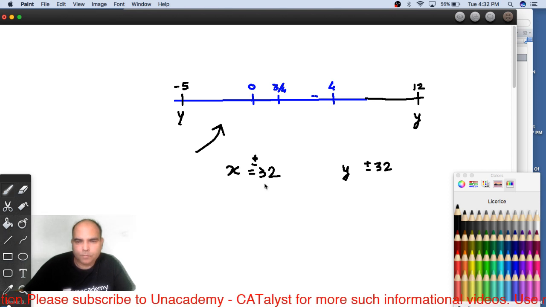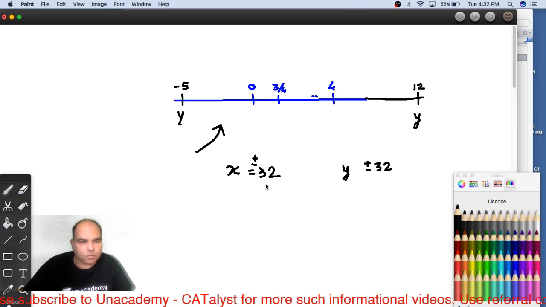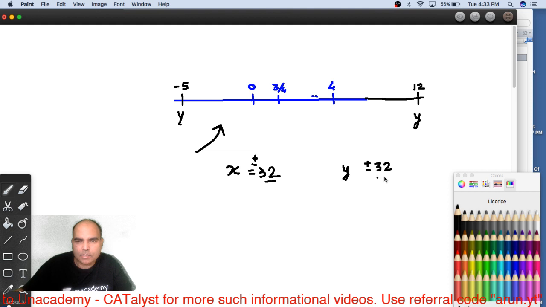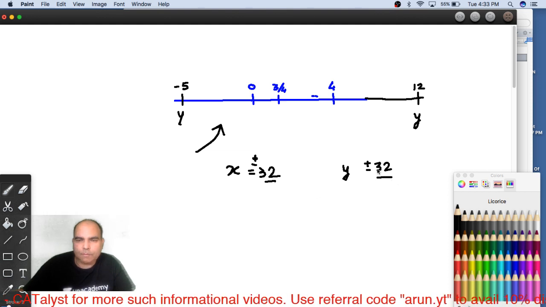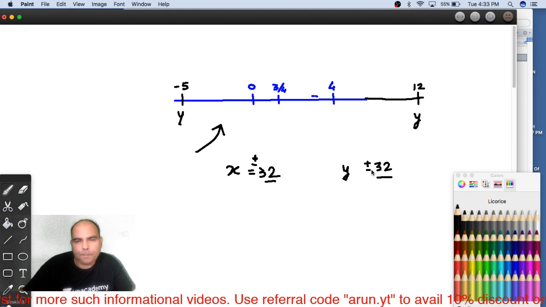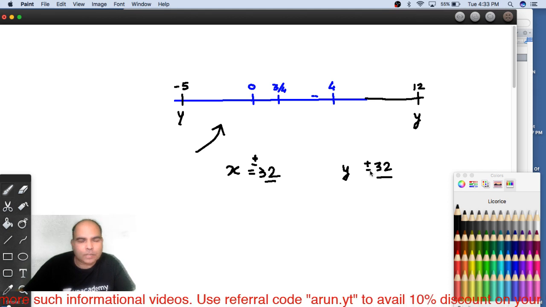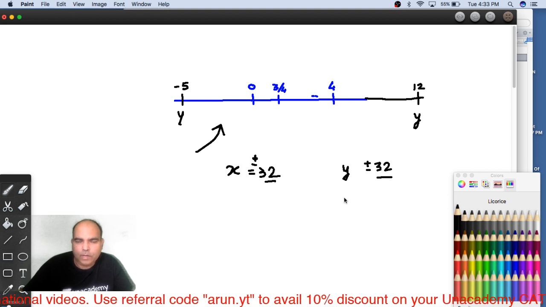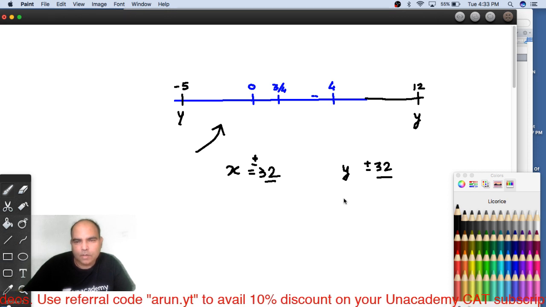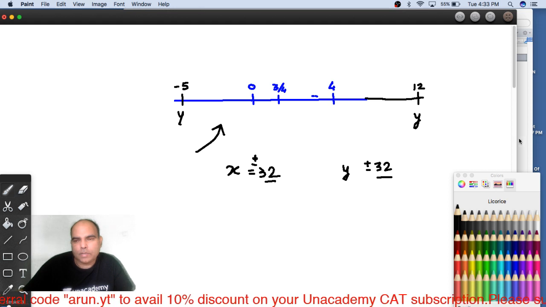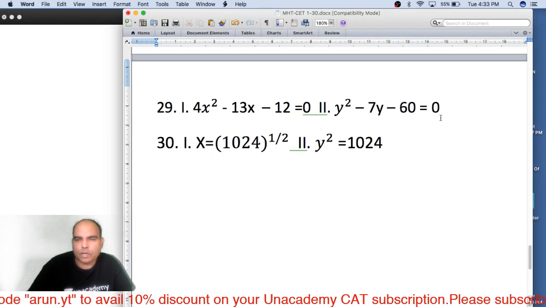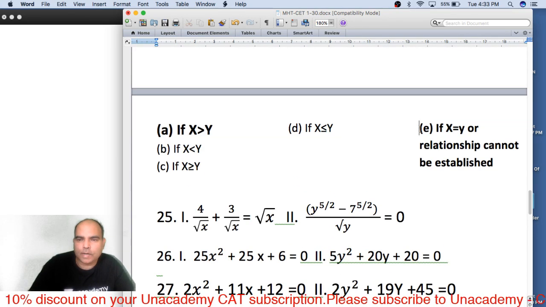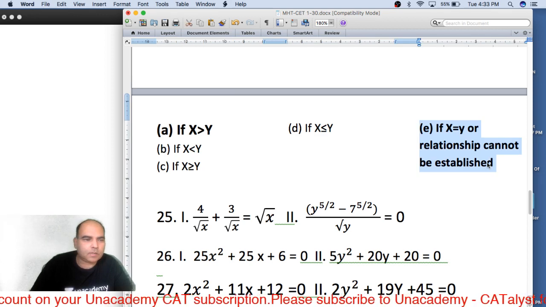So, in this scenario, what option will you choose? If x is plus 32, y can be minus 32 or plus 32. And if x is minus 32, y can be plus 32 also. So again, here you don't know which value of x and y to take. So here please notice it is not x equals y. In this question, it will be the relationship cannot be determined because it's either x is equal to y or the relationship cannot be determined. Option E is the right answer in this case.